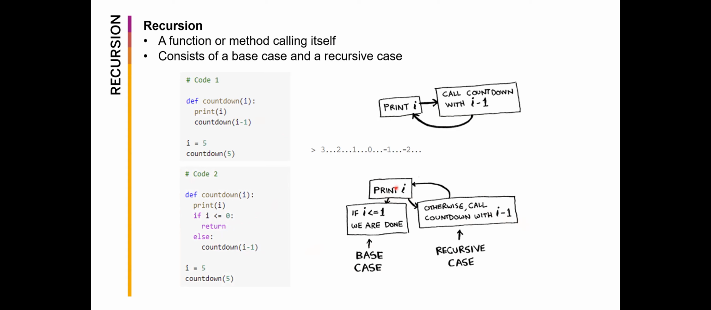So this is the flow. We print I first. If I is less than or equal to 1, or 1 was used here but this one is 0, then we are done. Otherwise, we proceed with the countdown call again with I minus 1.